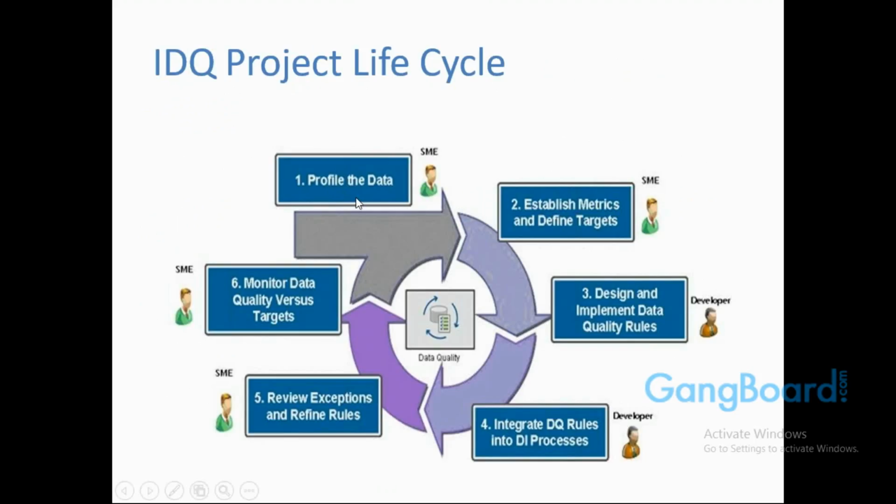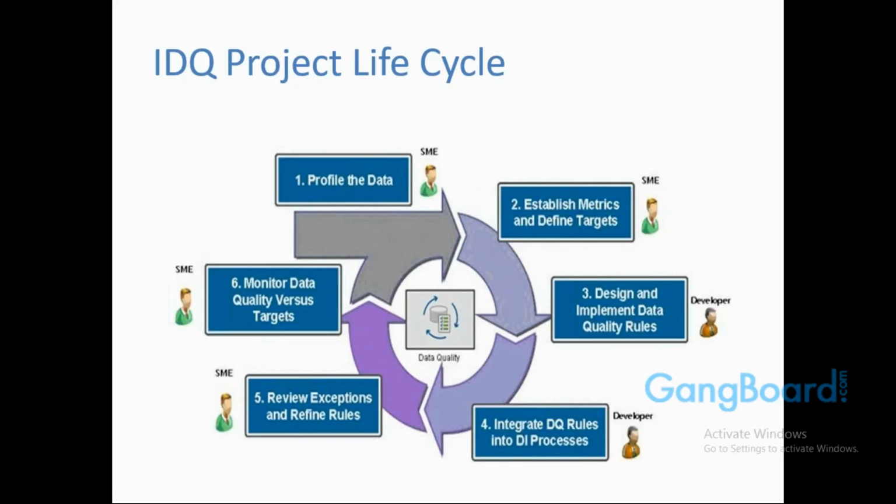Let's take an example. We find 9 different gender values in a gender attribute. Business people will define rules, because is it possible to have 9 gender values? They will define that the gender attribute should be only male or female. The rest they will define as business rules. It's the same kind of thing as in PowerCenter. Next, based on the defined metrics, the developer has to do the implementation with IDQ.